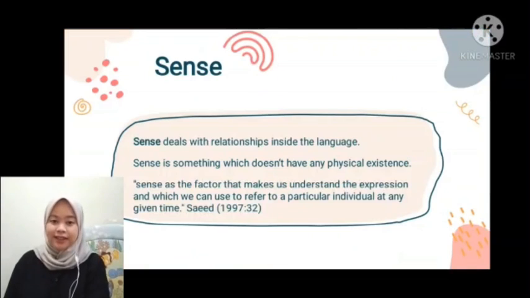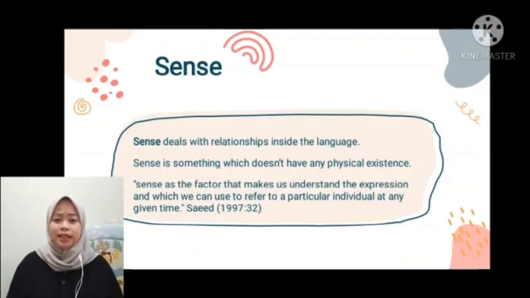The first is sense. Sense deals with relationships inside the language. Sense is something which doesn't have any physical existence. Sense is the factor that makes us understand the expression, and which we can use to refer to a particular individual at any given time. As I say, the sense of a part of language is its place in a system of semantic relationships with other expressions in the language.